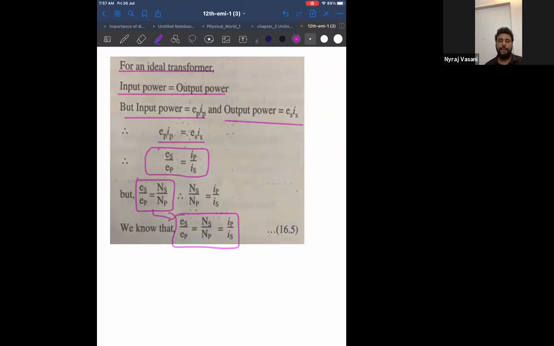Tell me what happens in step up transformer. Output voltage increases, or secondary voltage increases. In step up transformer, the output voltage, that is voltage of the secondary, is greater than that of the primary. In step up transformer, the output voltage is higher. That means voltage of the secondary is greater than voltage of the primary.